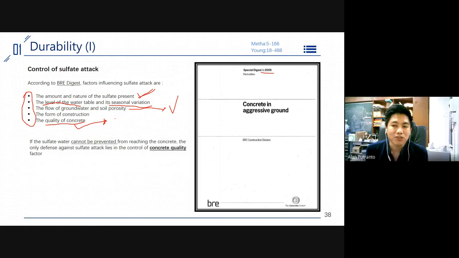If the sulfate water cannot be prevented, so what should we do? That's a big question. We cannot prevent the sulfate attack. The attack will happen. So what should we do? We can just control the quality of the concrete. That's an important factor in this discussion, to control the sulfate attack.